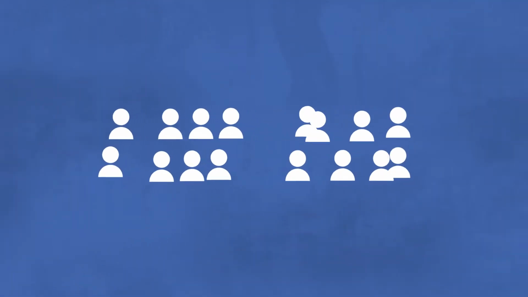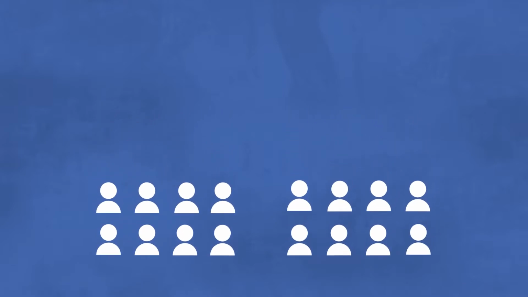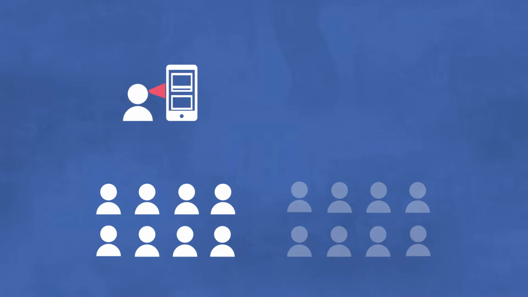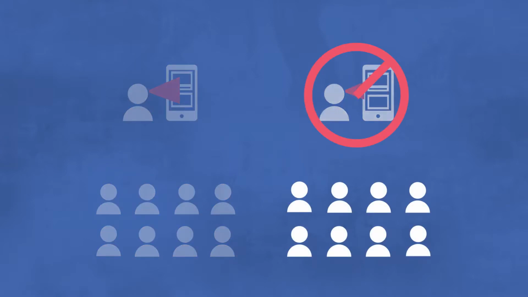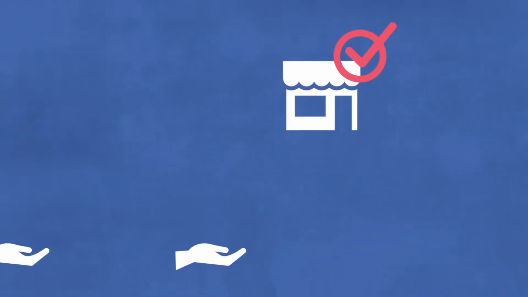In an experiment, we randomly assign people to either a test or control group. These two groups are the same in every way, except one. People in the test group will have the opportunity to see your ads, while those in the control group will not. At the end of the campaign, we go back and compare results based on your objective.